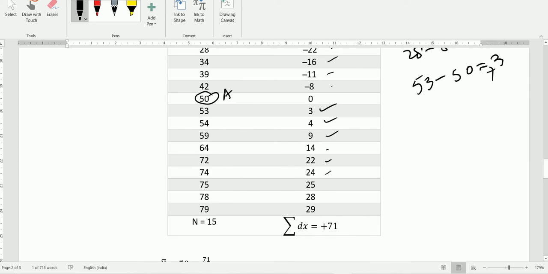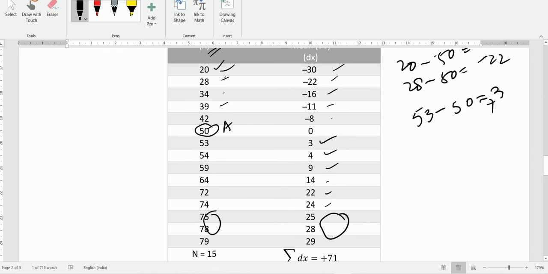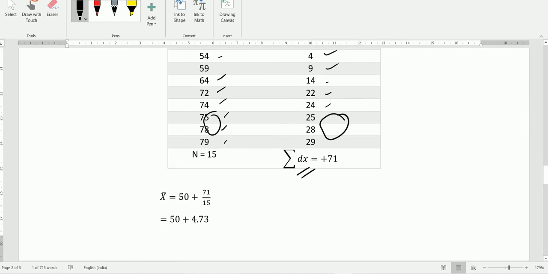After that, we add all the values. That is summation dx, and this is the total number of items. You may count it: 1, 2, 3, 4, 5, 6, 7, 8, 9, 10, 11, 12, 13, 14, 15. So the number of items is 15. Here the assumed mean is 50. Then we have summation dx. I think you may remember the formula: x bar is equal to a plus summation dx by n. So this is the formula.